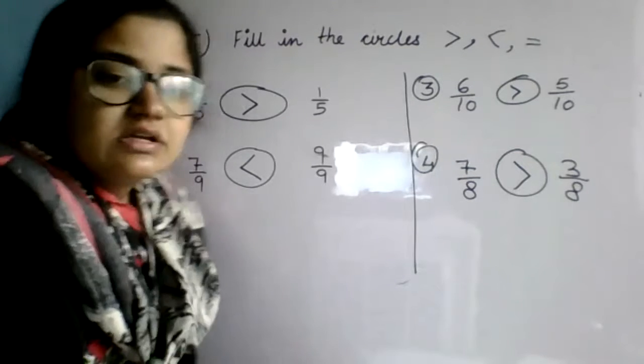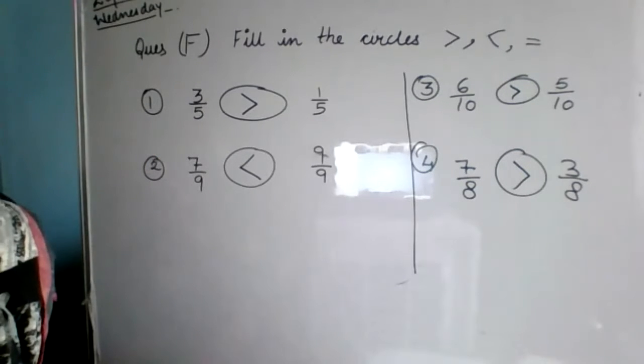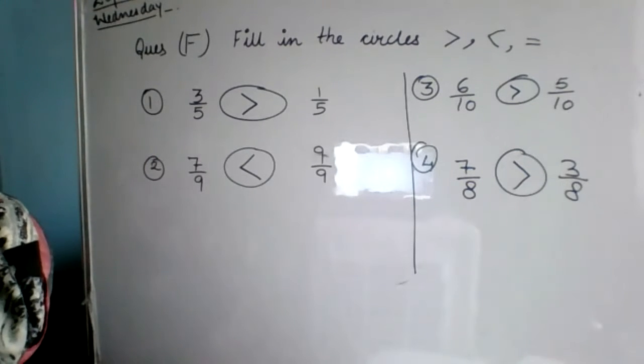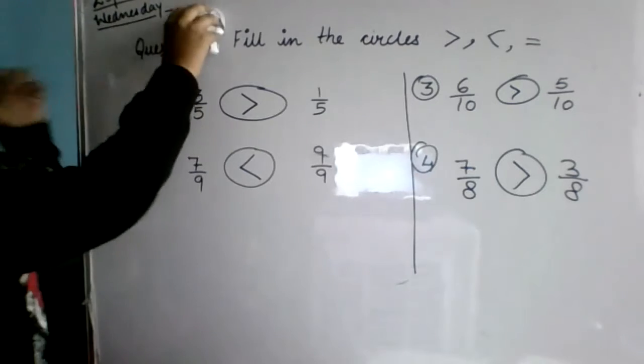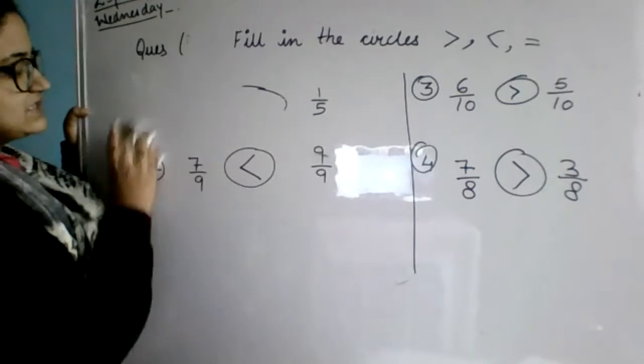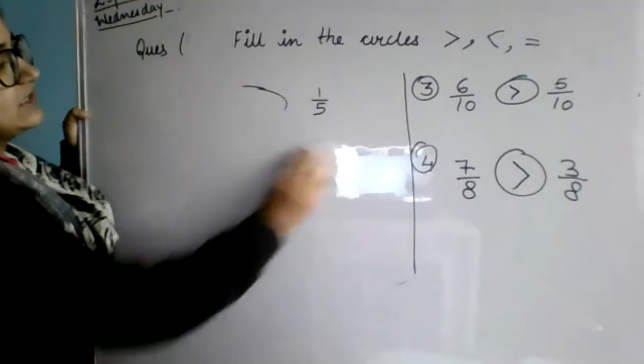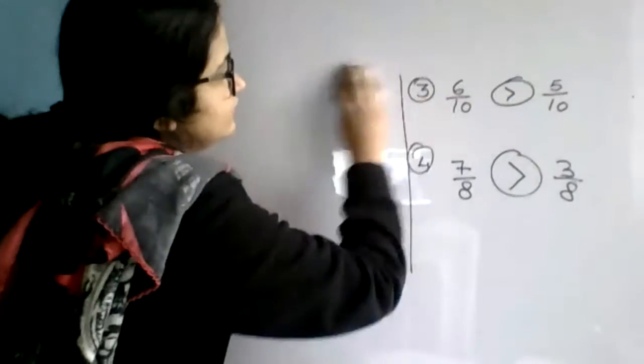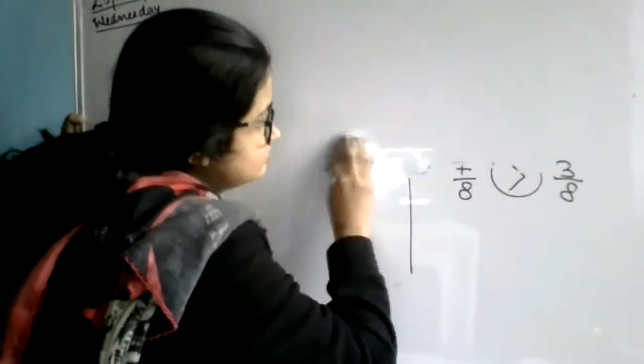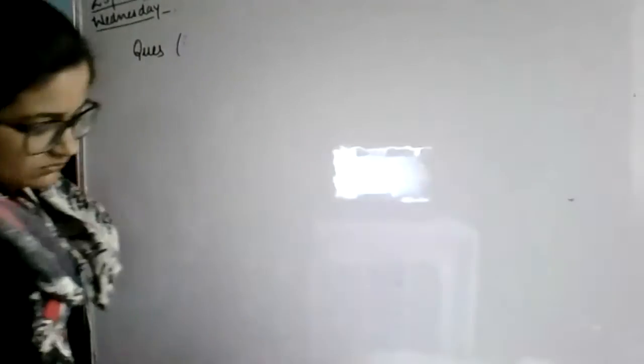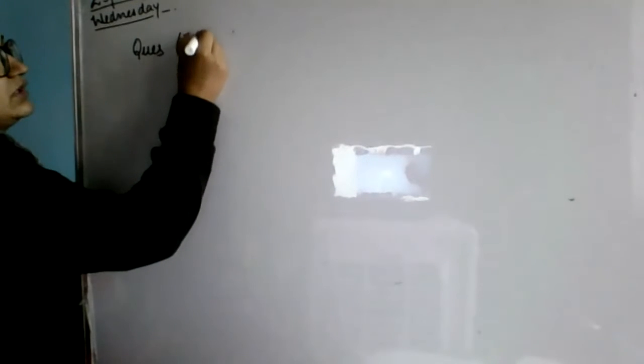Now, similarly, ascending. You know ascending and descending order? Ascending means from smaller to greater. Descending means from greater to smaller. So no need to tell you again and again. Let's not waste time and start doing the ascending and descending order. Now take out your notebooks, write question G.